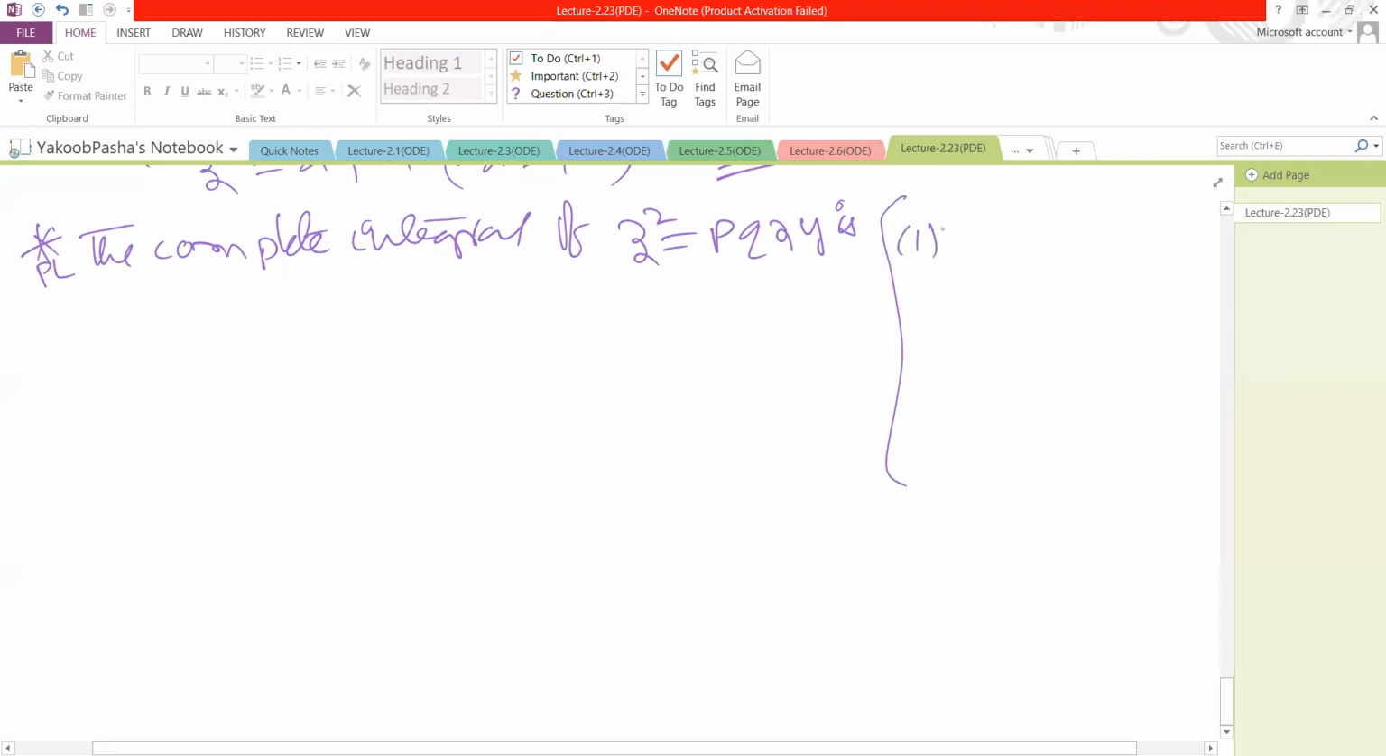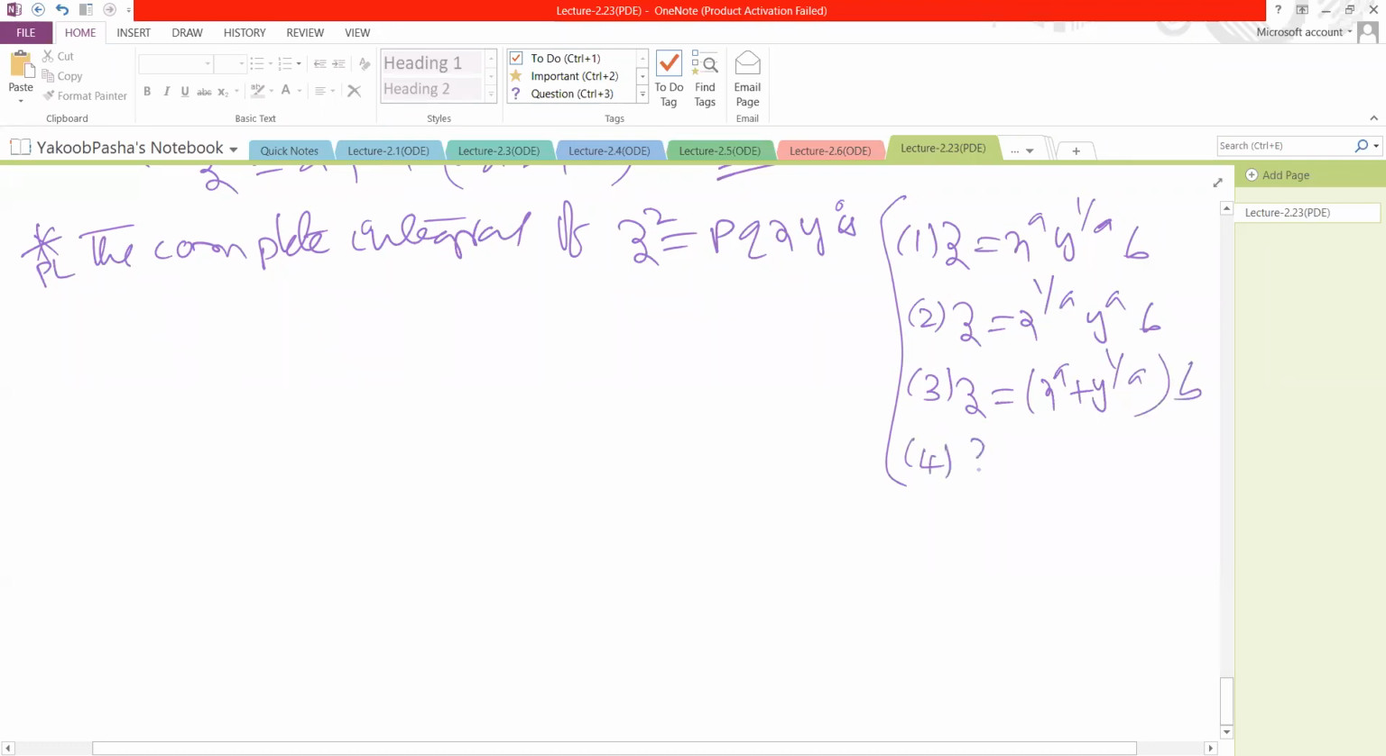So I am giving options also. Z equal to x power a y power 1 by a into b, and second option z equal to x power 1 by a y power a into b, and third option z equal to x power a plus y power 1 by a into b, and the fourth option z equal to x power a minus y power 1 by a into b. These are the options.